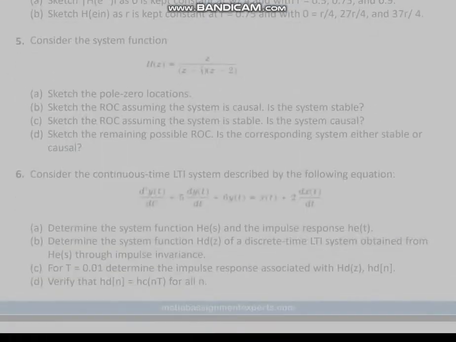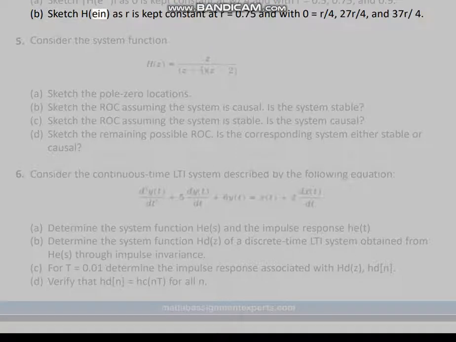A. Sketch |H(e^jω)| as θ is kept constant at π/4 and with r equals 0.5, 0.75, and 0.9. B. Sketch |H(e^jω)| as r is kept constant at r equals 0.75 and with θ equals π/4, 3π/4, and 5π/4.